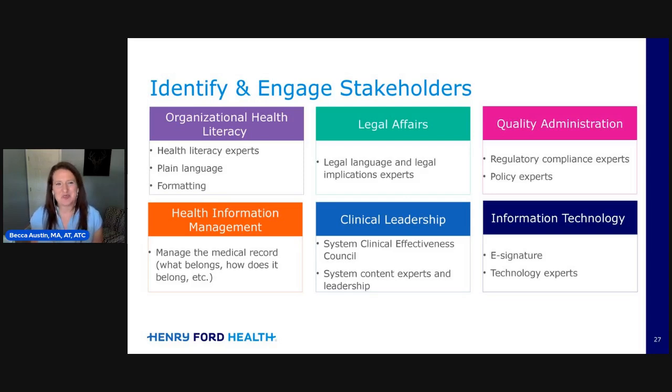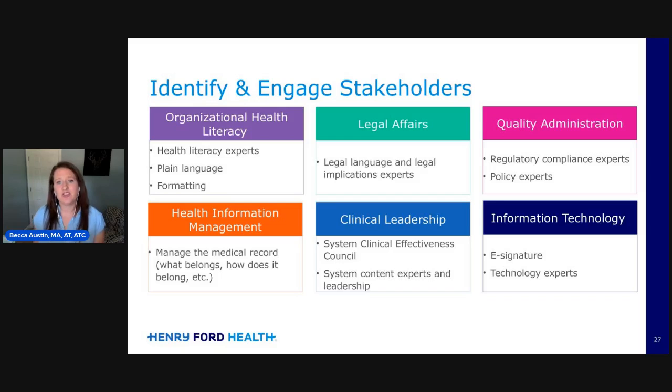So health literacy experts, I think that's pretty self-explanatory about why we want to be at the table and need to be at the table. Legal affairs, which I've alluded to already, are legal language and legal implications experts. When I talked to our legal partner, letting her know I was presenting today and if there was anything I could say on behalf of legal, it really was just work to create that partnership as best you can, because they are the risk tolerance and the legal experts. As frustrating as that can be sometimes, there is also a really grand purpose to what they do. So they're a really great partner to get on board and keep working on that relationship.